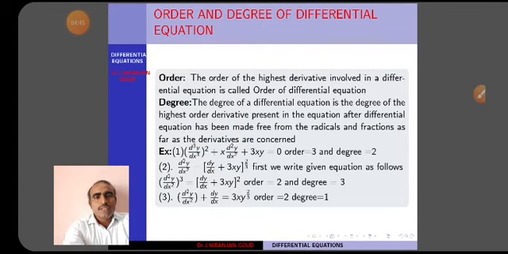See the third example: d square y by dx square plus dy by dx is equal to 3xy power 2 by 3. In this equation, the power of the derivatives is not a fractional number. So it is free from radicals and fractions as far as the derivatives are concerned. In this equation, the highest order derivative is the second order derivative, so the order is 2. The degree of the second order derivative is 1. So the degree of the differential equation is 1.